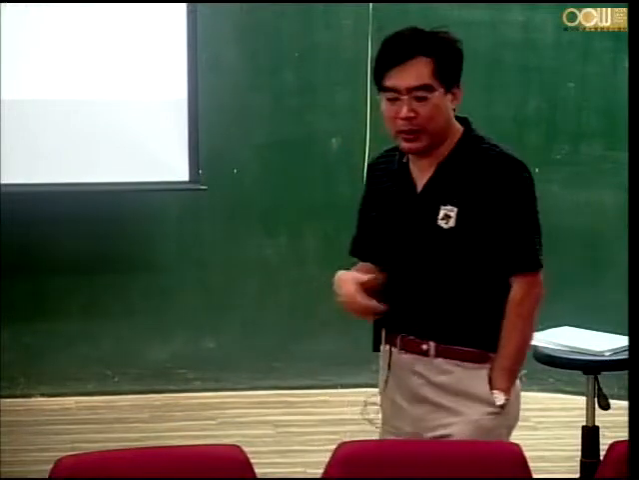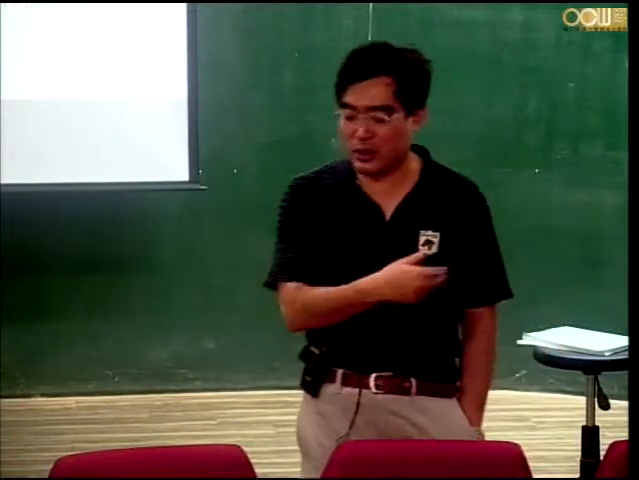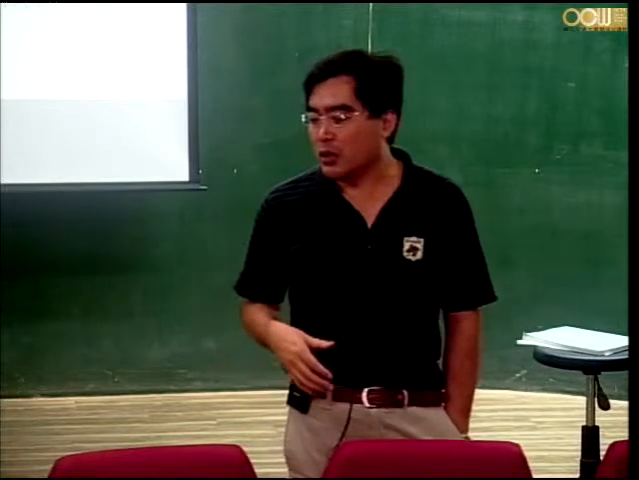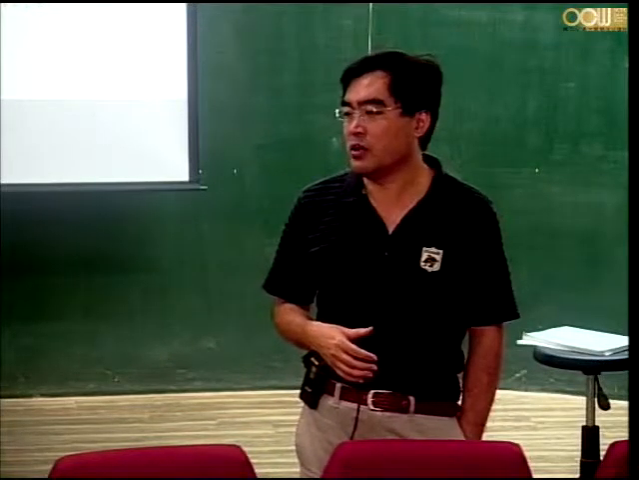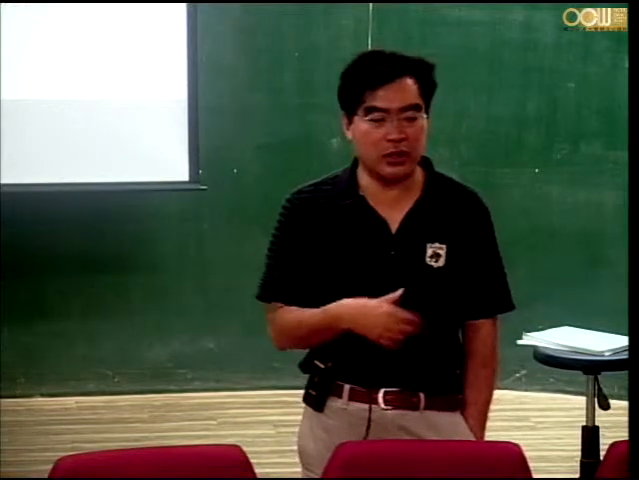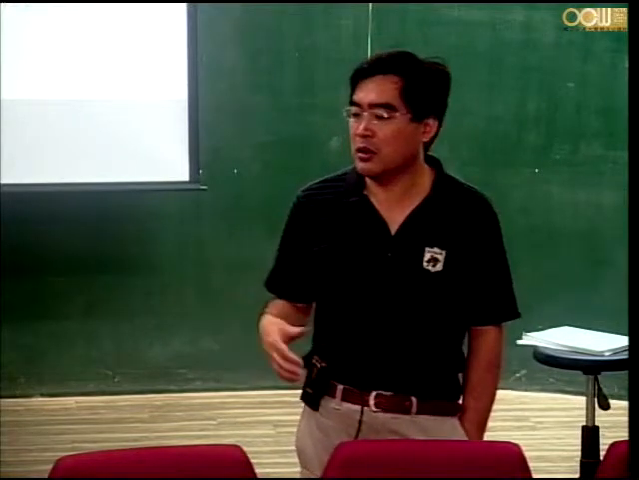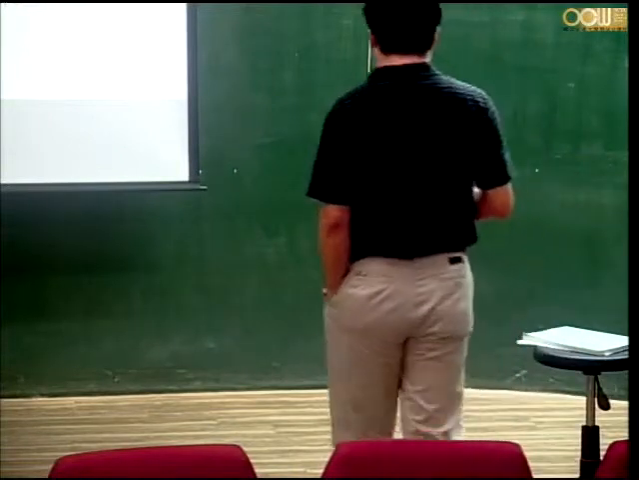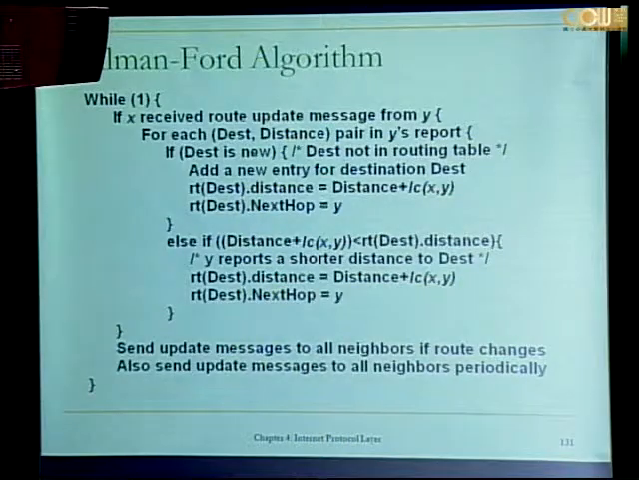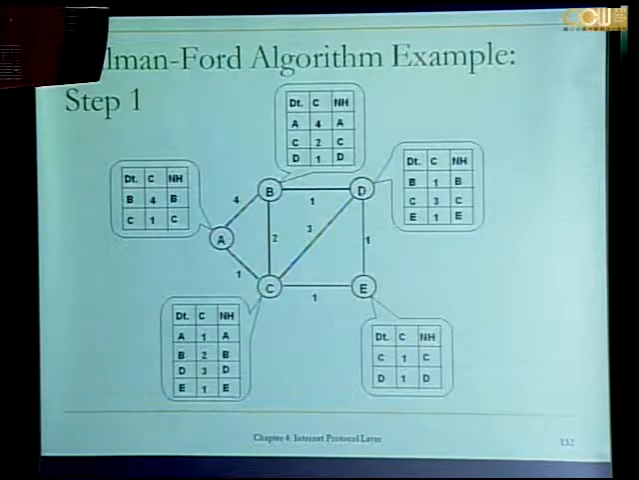I would exchange with my neighbors periodically. Usually the timer is set to 30 seconds. So every 30 seconds, we exchange distance vectors, and then we compute and update the routing table. So this is the Bellman-Ford used to compute this.